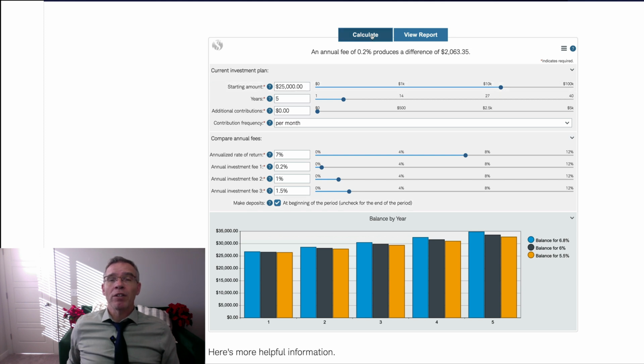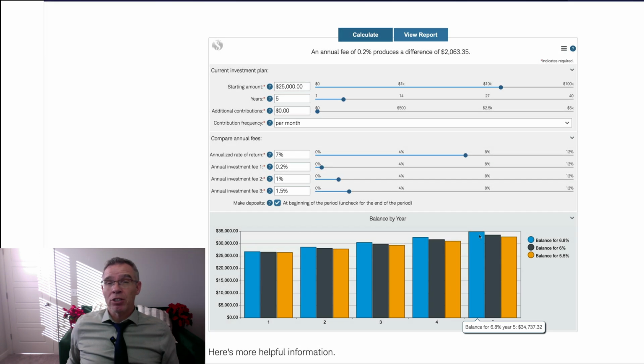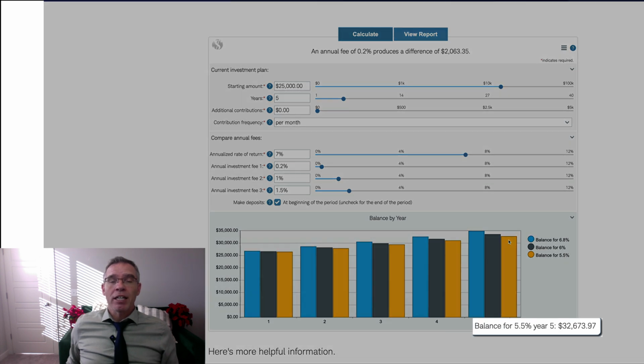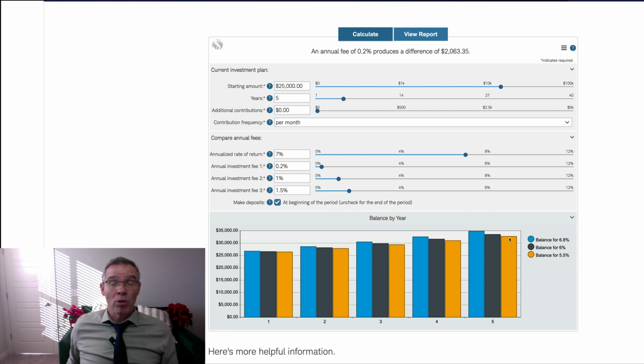When we go ahead and run these numbers, what we see is that at the end of 5 years, what I should have expected to have was $34,737 if I was paying just 0.2%. However, if we get to this 1.5%, then what I see is that I would have had about $32,673. Now, if you remember correctly, when I showed you the total of my account, it's about $31,000. So I actually was earning less than what I should have been earning, even at 1.5%, meaning that my advisor was earning me less than what I could have been earning on the market.